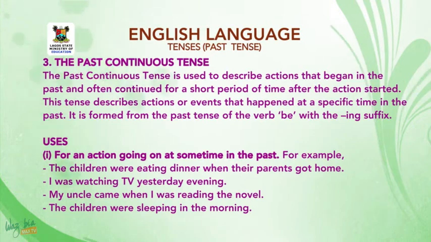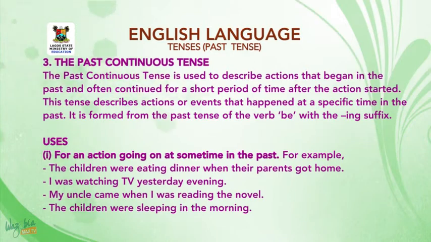This tense describes actions or events that happened at a specific time in the past. It is formed from the past tense of the verb be with ing suffix. That is, the past continuous tense is formed with was or were with ing verb.